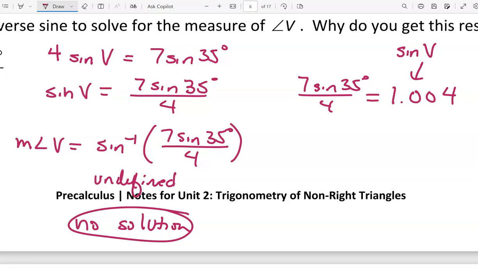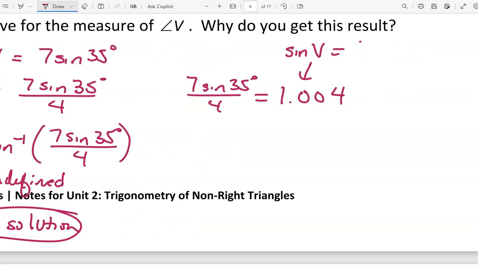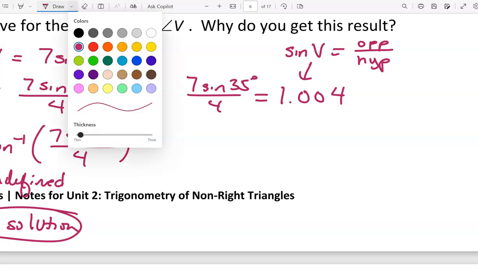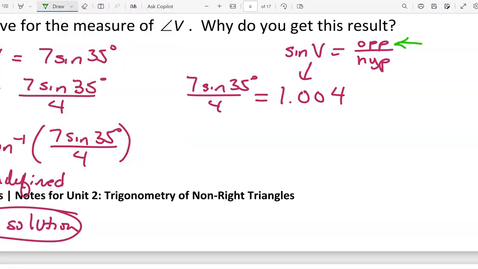Now let's remember something about sine of angle V. That would be the opposite over the hypotenuse. In a fraction where we have the opposite over the hypotenuse, if we get a number that's larger than 1 for that ratio, that means that the opposite would be larger than the hypotenuse. And we know that that's not possible in a right triangle. So the sine ratio gives us that opposite over hypotenuse. If sine's bigger than 1, that causes a problem.